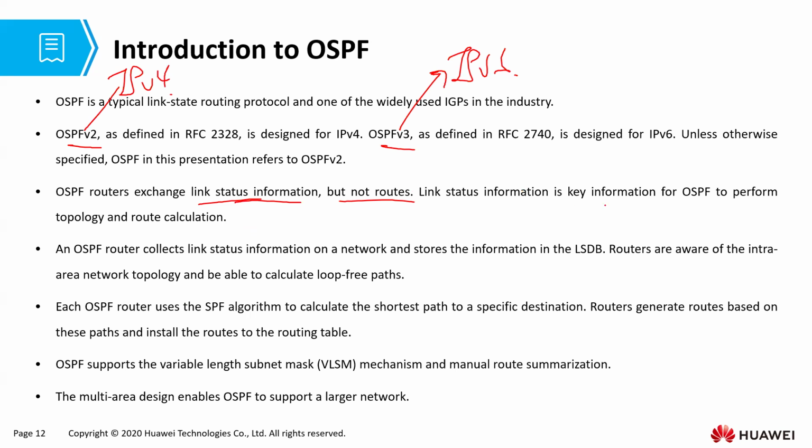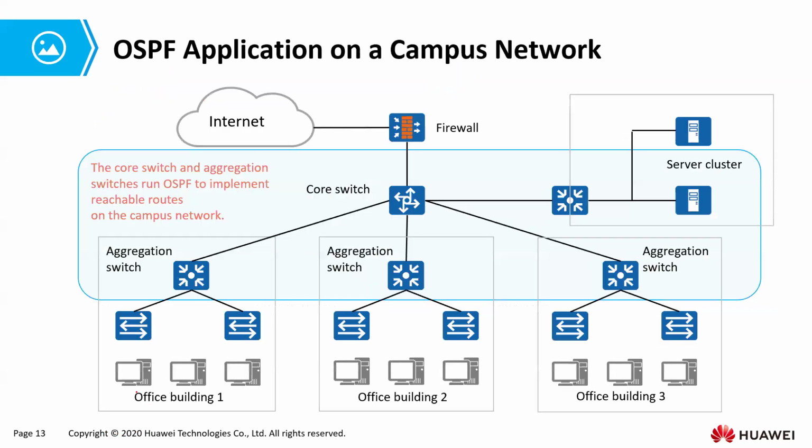Link state information is key to perform topology and route calculation. OSPF collects link state information, and each router uses the SPF algorithm. OSPF supports VLSM. A multi-area design enables OSPF to support a larger network. I think we'll touch on multi-areas later on. But basically, this is an introduction which gels perfectly with the summary of link state protocols.